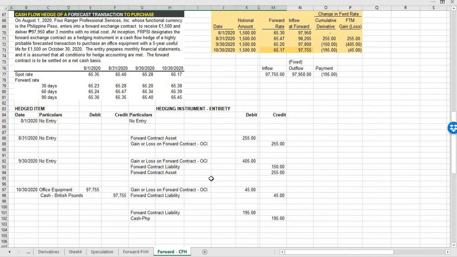So again, yung OCI nating account, kailangan niyang i-reclassify sa profit or loss. Kailan siya i-reclassify sa profit or loss? Kapag nagkaroon na ng effect si hedge item sa profit or loss. Para yung effect sa profit or loss ni hedge item, ma-offset yon nung OCI na previously recorded dito sa ating hedging instrument. So, ang tanong is, paano natin i-reclassify yung OCI papuntang profit or loss?